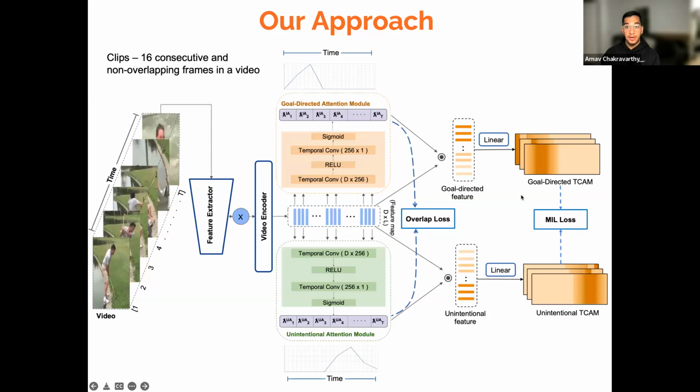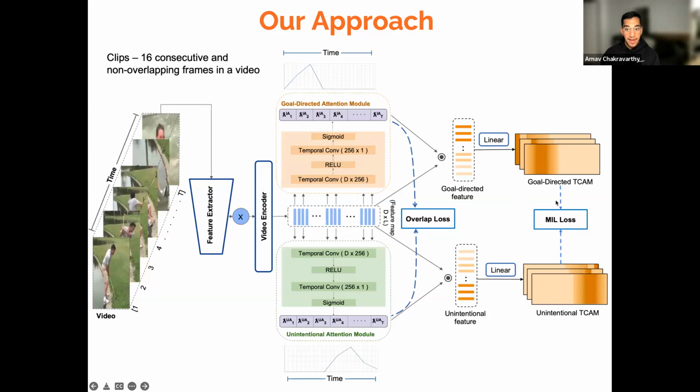Finally, we obtain the temporal class activation maps for the goal-directed region and the unintentional region by passing the corresponding features through weight-shared linear layers. These temporal class activation maps are similar to the class agnostic weights. However, they are specific to a certain class. Formally, temporal class activation maps are one-dimensional class-specific activations that specify classification scores over time.